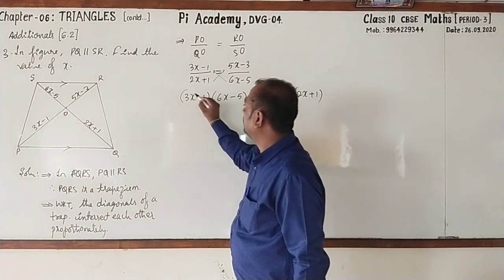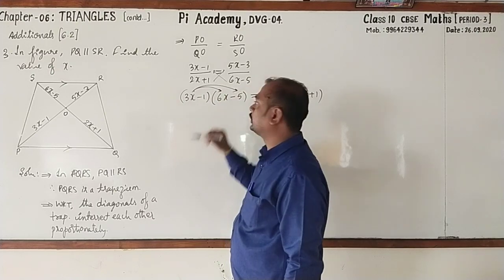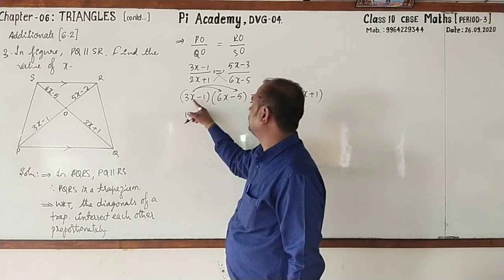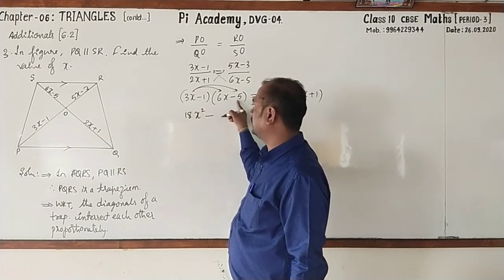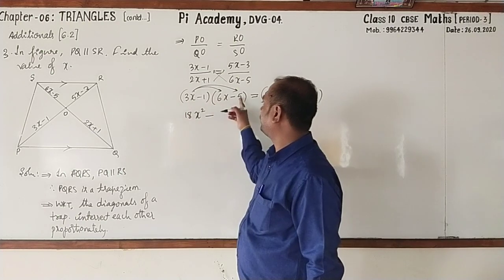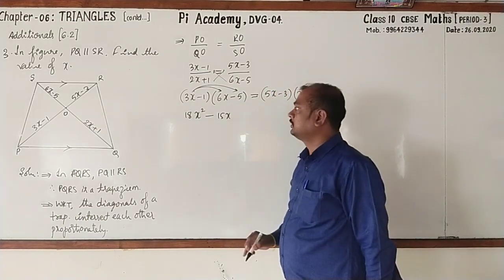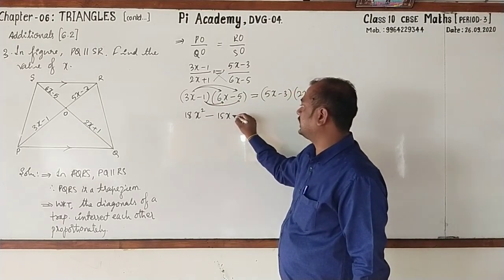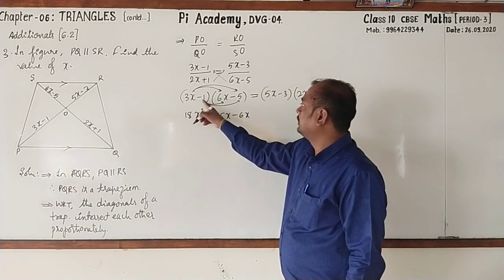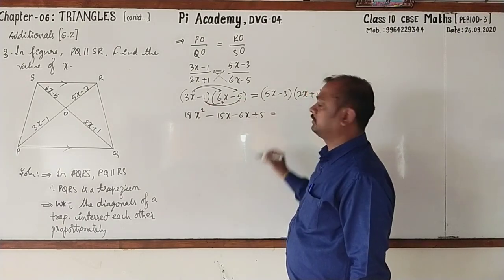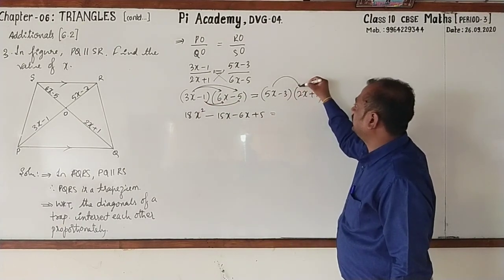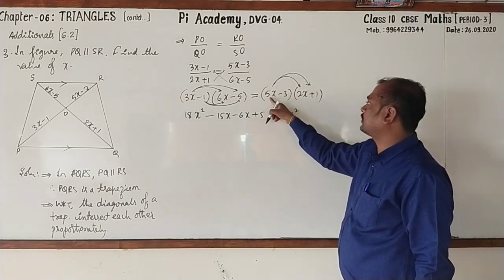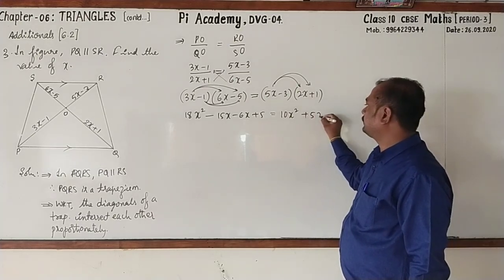Next step, multiply 3x with both the terms. 3x into 6x, 3 sixes are 18, x into x, x square, minus 3x into 5, 3 fives are 15x. Multiply minus 1 with both the terms. Minus 1 into 6x, minus 6x, minus 1 into minus 5, plus 5, which is equal to, multiply 5x with both the terms. 5 twos are 10, x into x, x square. 5x into 1, this is 5x.